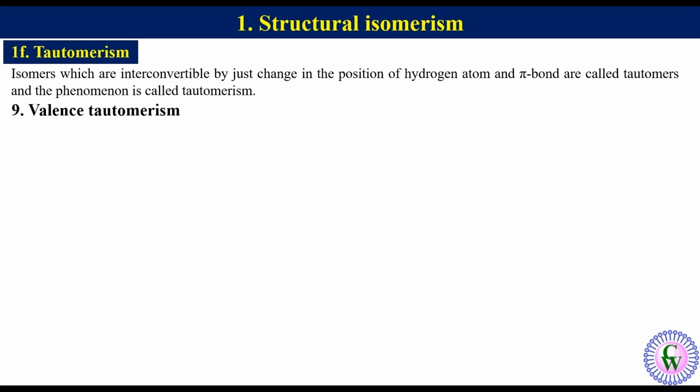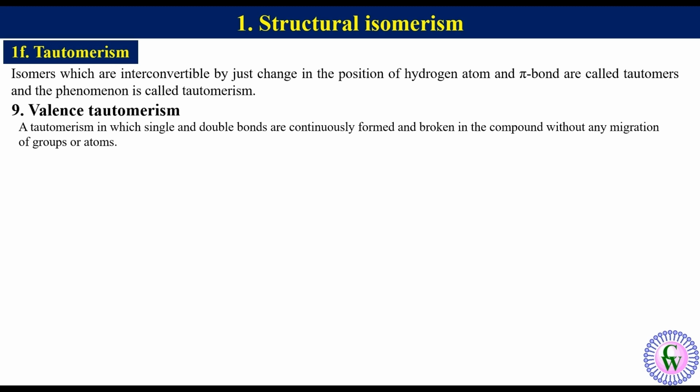The last tautomerism which we are going to discuss is valence tautomerism. By definition, it is different from what we have discussed so far about tautomerism. We have learned so far that in tautomerism there is movement of proton from one atom to another. But in valence tautomerism, single and double bonds are continuously formed and broken in the compound without any migration of atoms or groups. For example, tautomerism between benzene oxide and oxepine.